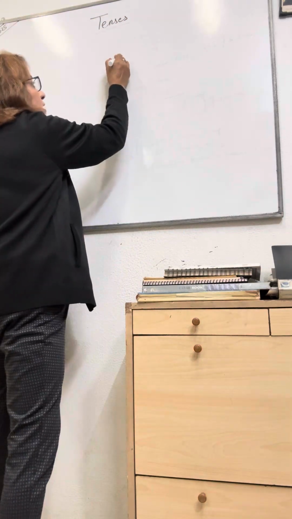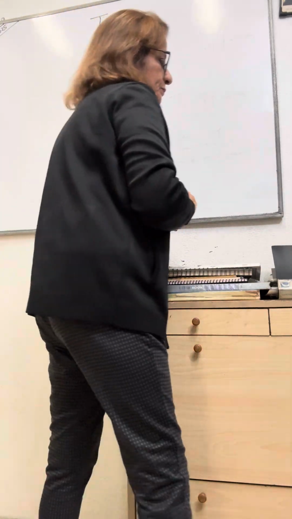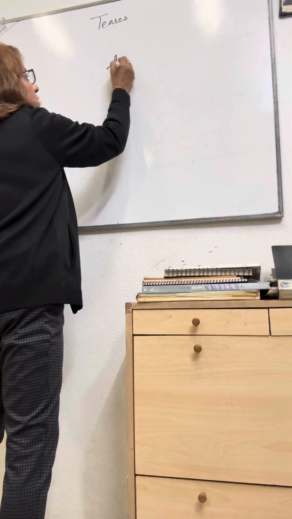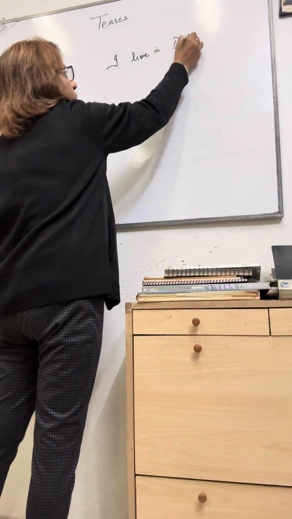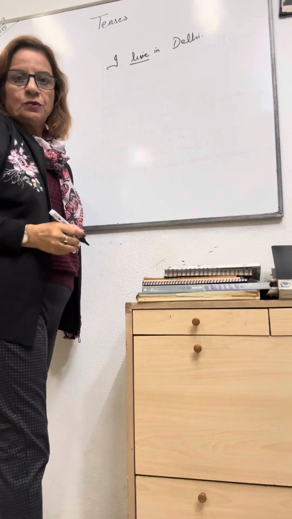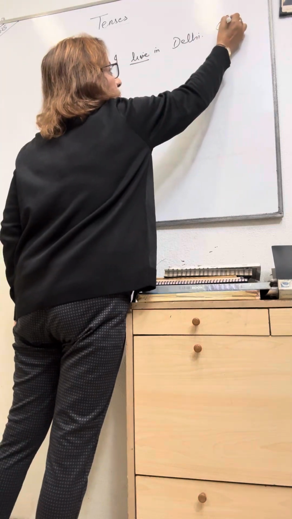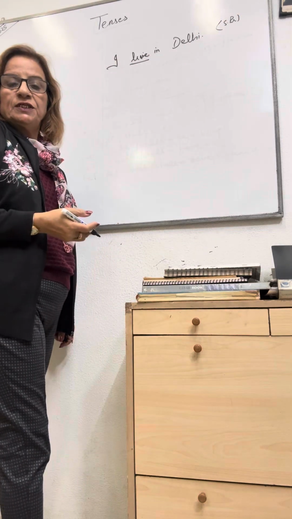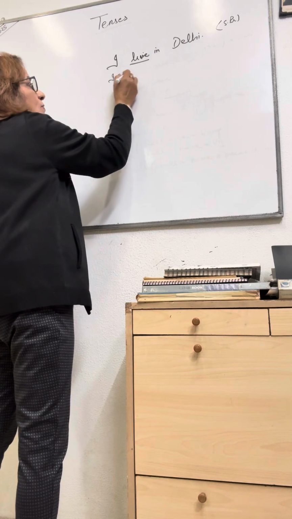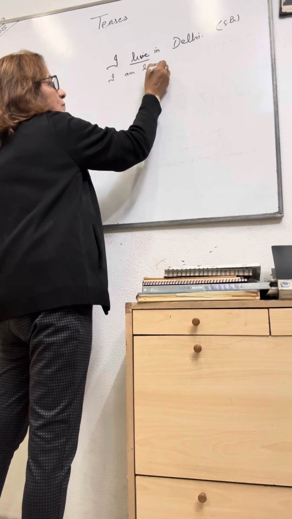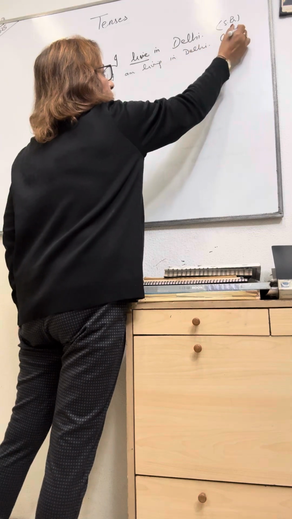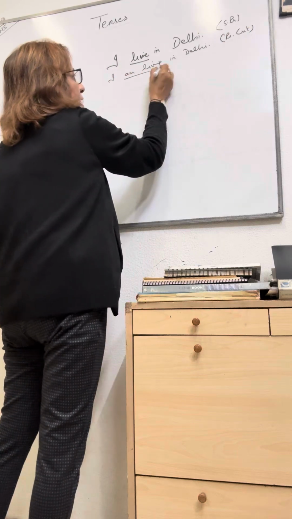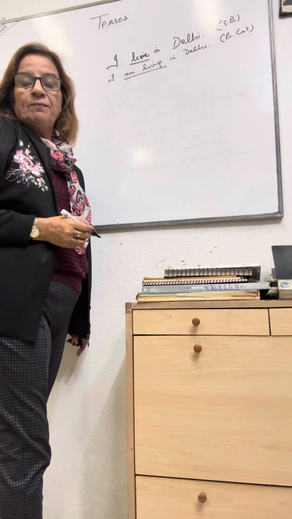For example, I say, I live in Delhi. In this sentence, I have used the verb in the first form, live. So it means it is simple present. Now I change it into present continuous: I am living in Delhi. Present continuous, because am plus verb in the ing form.